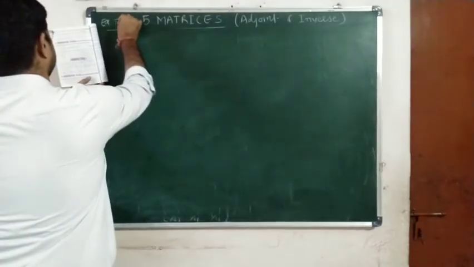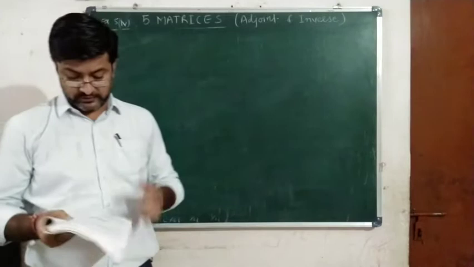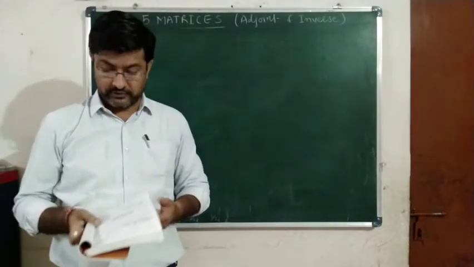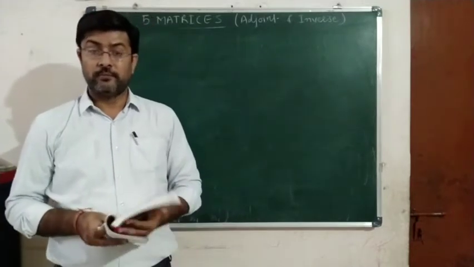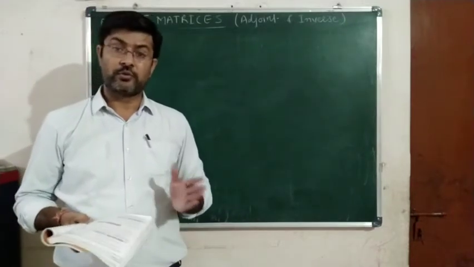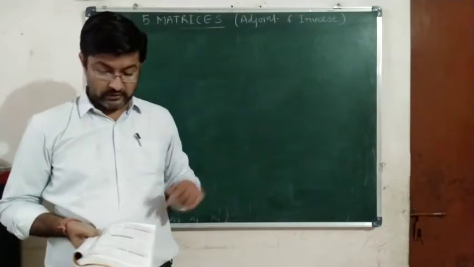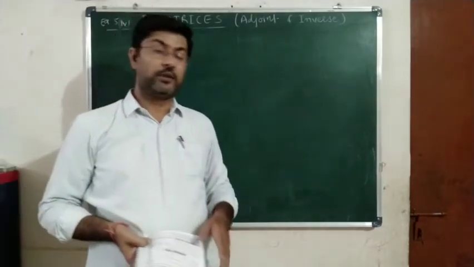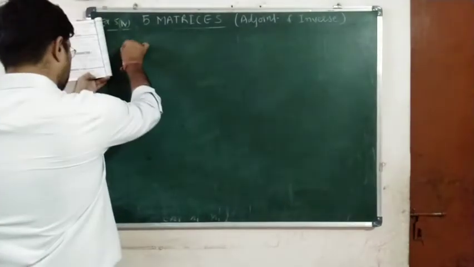Okay, fourth one. Now this is for competitive purpose only. Objective type questions are there, very short answer questions, depending on the properties. So make sure that you have gone through all the properties which I have given in the explanation part of this chapter: properties of adjoint and properties of inverse. Clear? So with the help of those properties we will solve.